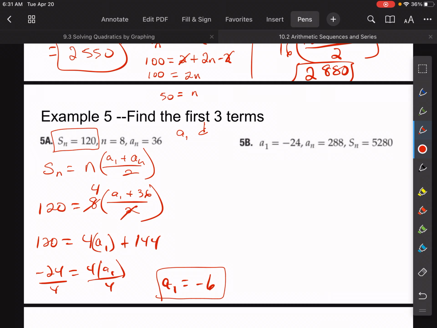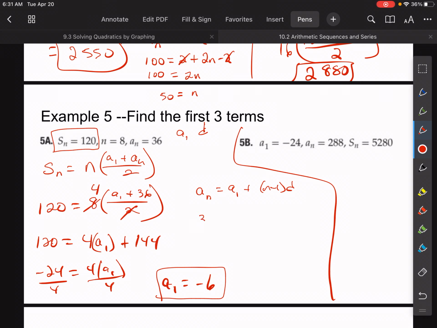So to find d in this case, we're going to have to plug this into our original formula. I know this is a lot of work. I'm not going to do 5b to save some time here, but here we go. We know that a sub n is equal to a sub 1 plus n minus 1 times d. I'm trying to find d, so I have to know the rest of these things here.